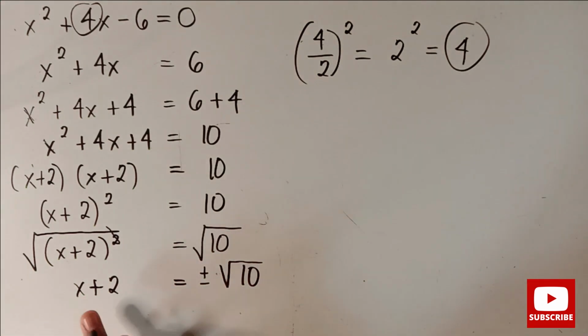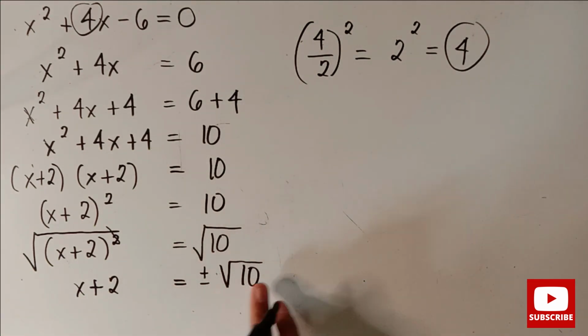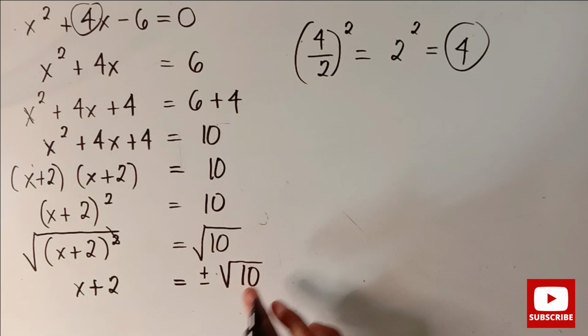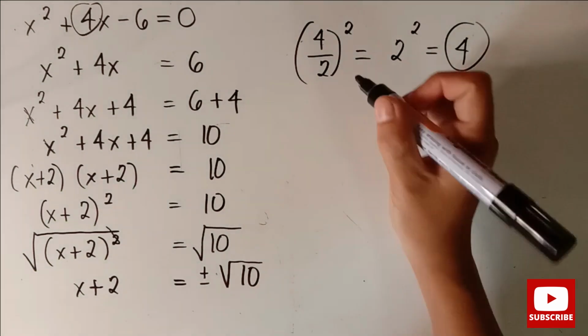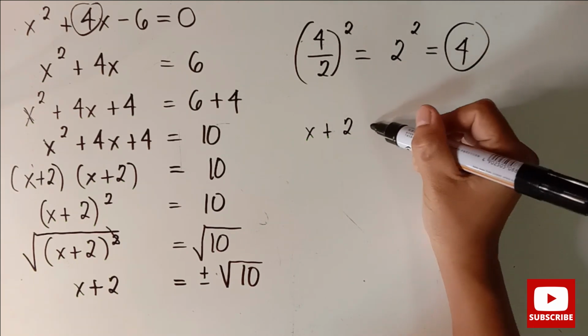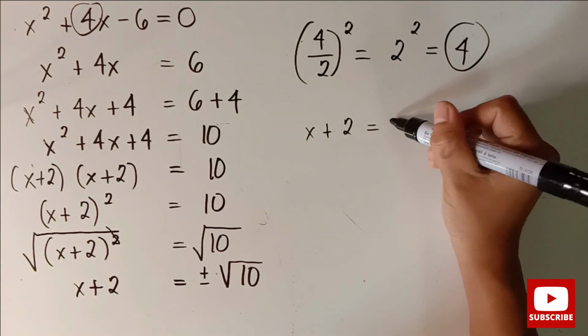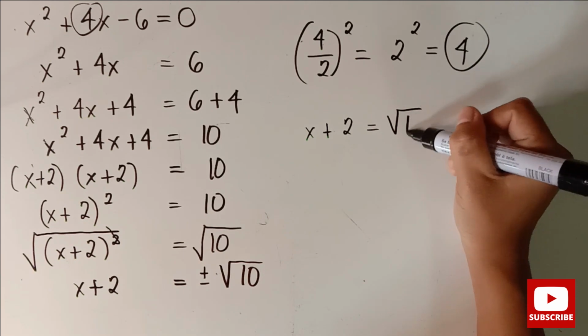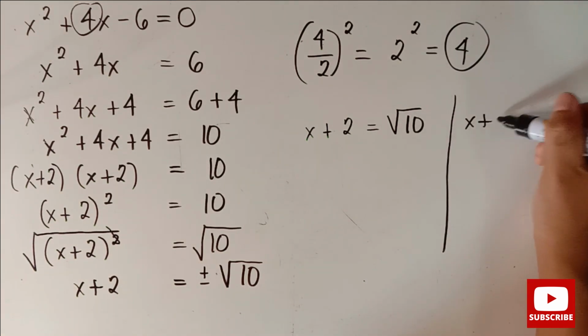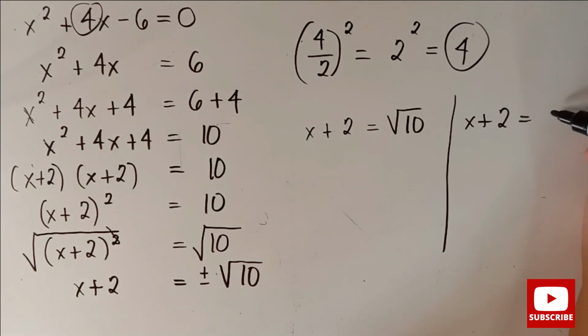After that, since there are two solutions, we will separate this one. So it becomes x plus 2 equals positive square root of 10, and then x plus 2 equals negative square root of 10.